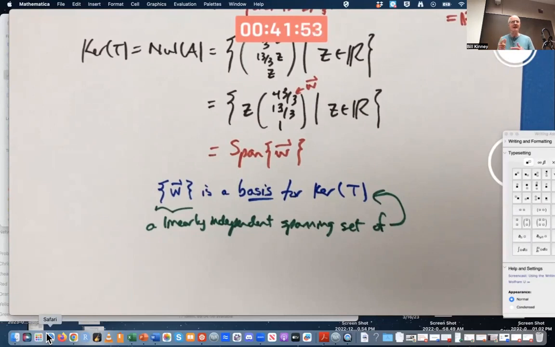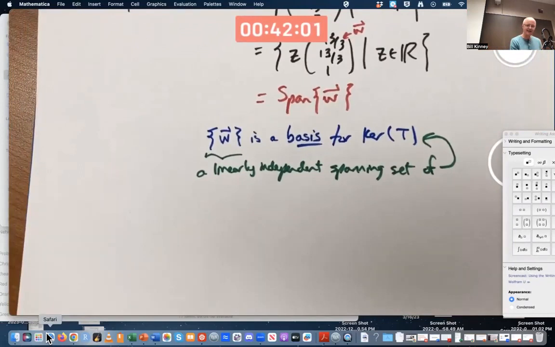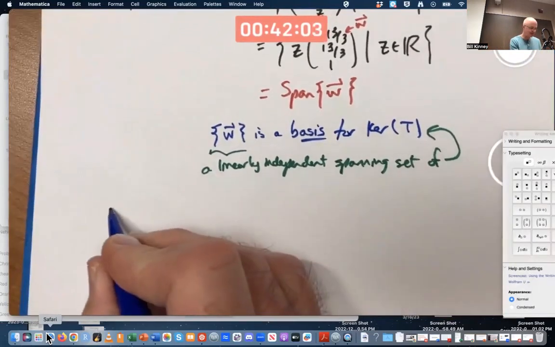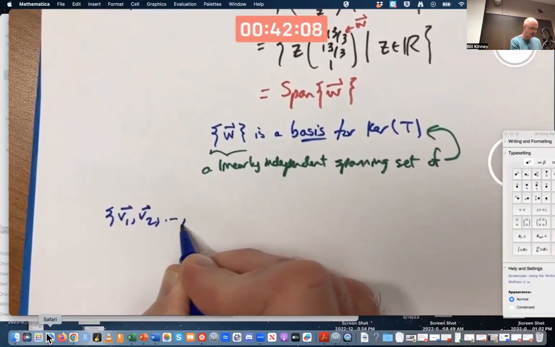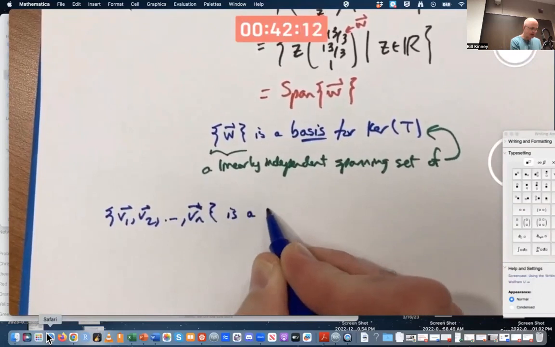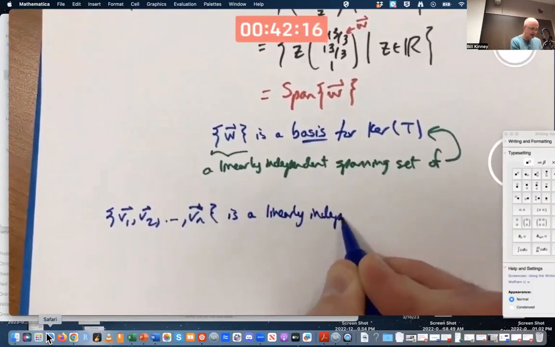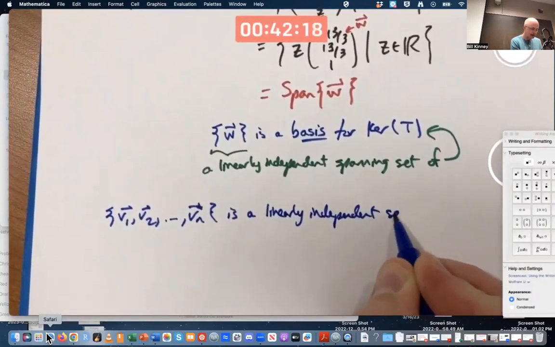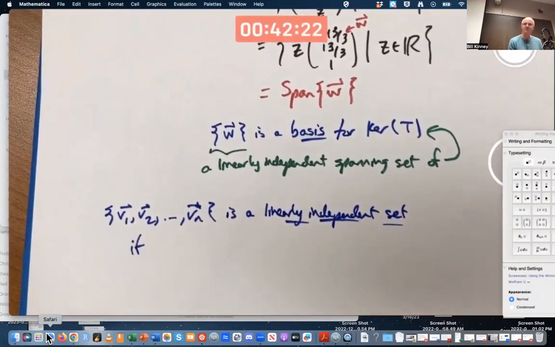But what does it mean in general for a set of vectors to be linearly independent or not? In general, if you've got n vectors, v1, v2 through vn, is a linearly independent set if what happens?